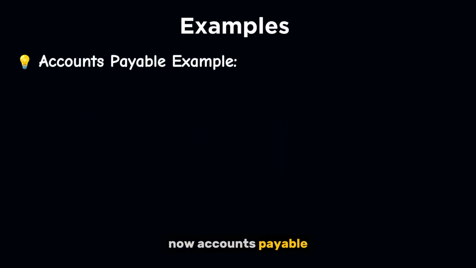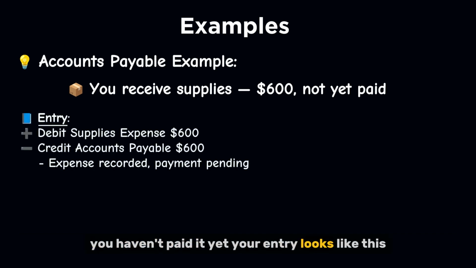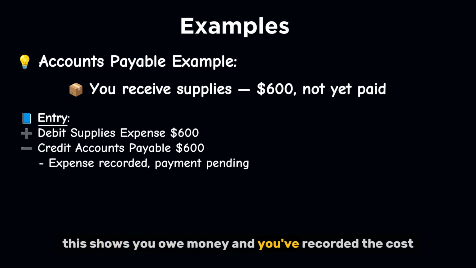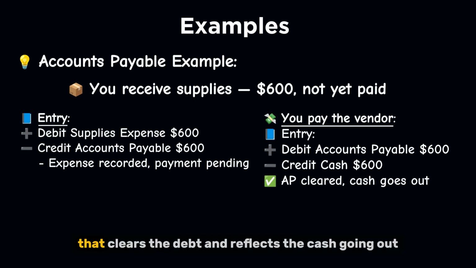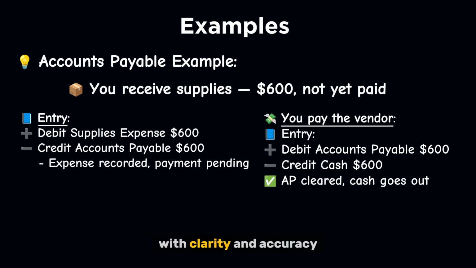Now, accounts payable. Let's say you get an invoice for $600 worth of supplies from a vendor. You haven't paid it yet. Your entry looks like this. Debit, supplies expense, $600. Credit, accounts payable, $600. This shows you owe money, and you've recorded the cost. When you pay the bill, you update it again. Debit, accounts payable, $600. Credit, cash, $600. That clears the debt and reflects the cash going out. These entries help you track what's owed and what's been paid with clarity and accuracy.